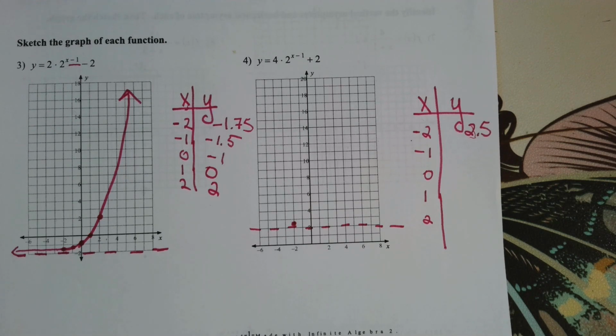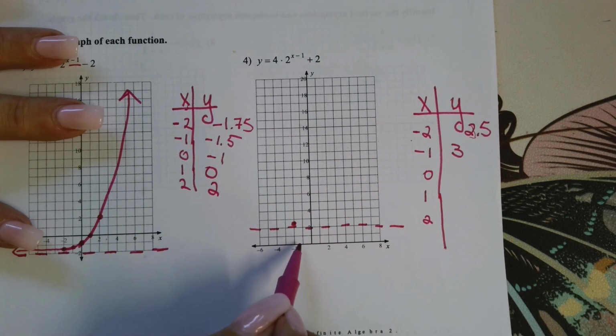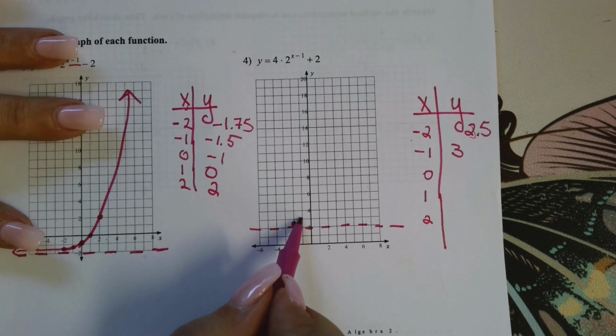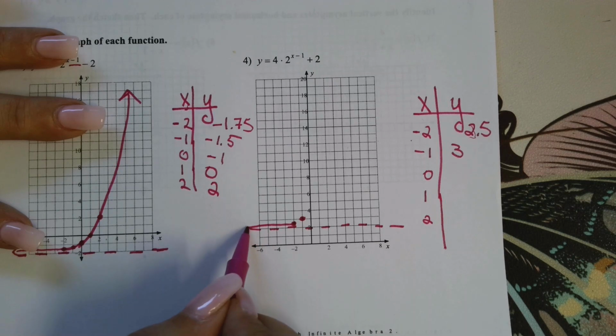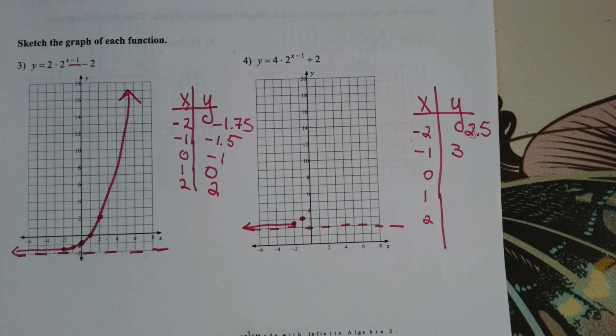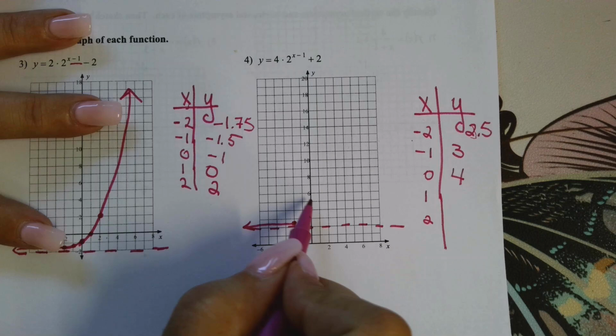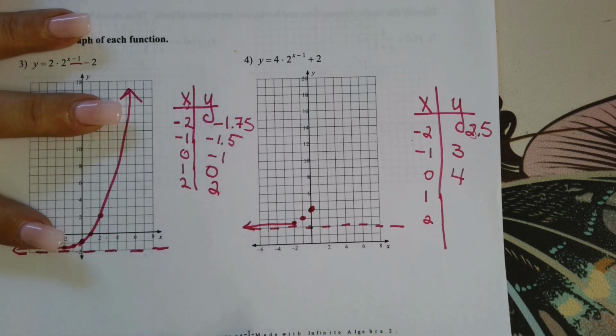Plug in a -1, that's going to be 2 to the -2 power times 4 plus 2, that's going to give you 3. So at -1, you are at 3. You can see that this is going to be your asymptote here. At 0, we have 2 to the -1, which is 0.5 times 4 plus 2, that's going to be 4. So at 0, we are at 4.